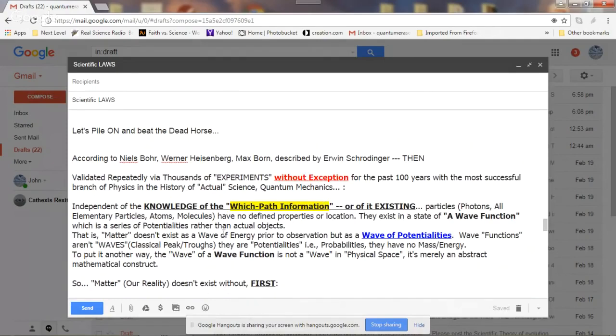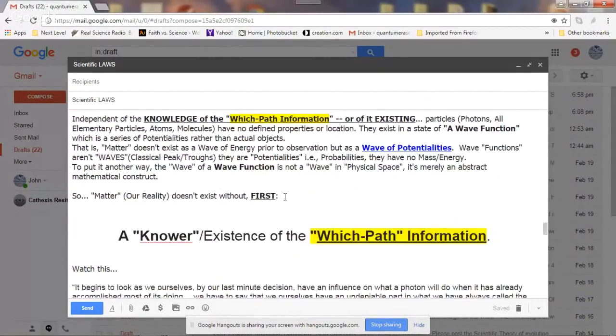So, according to Niels Bohr, Werner Heisenberg, Max Born, described by Erwin Schrödinger, then validated repeatedly via thousands of experiments without exception for the past 100 years with the most successful branch of physics, history of actual science, quantum mechanics, independent of the knowledge of the which path information or of it existing, particles, photons, all elementary particles, atoms, molecules have no defined properties or location. They exist in the state of a wave function, which is a series of potentialities rather than actual objects. That is, matter doesn't exist as a wave of energy prior to observation, but as a wave of potentialities.